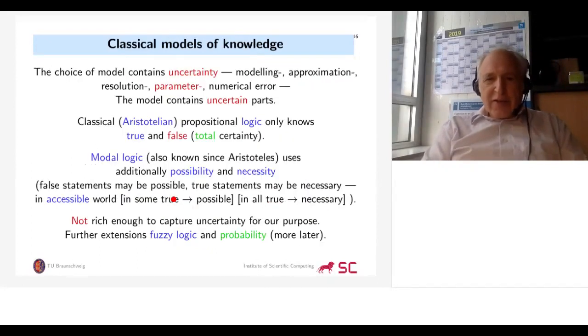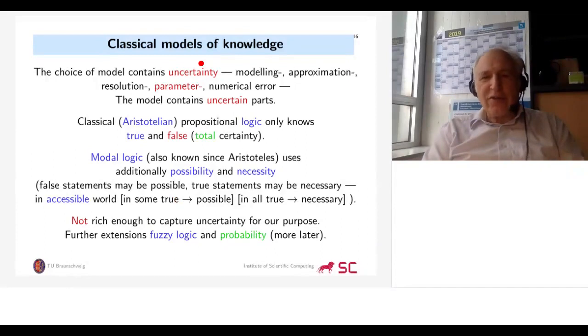Okay, good. And we know that the choice of models which we take typically contains some things which we are uncertain about. So often there are certain parameters or quantities in the model, and we're not sure what their value is. Okay. So these are uncertain parts in the model.